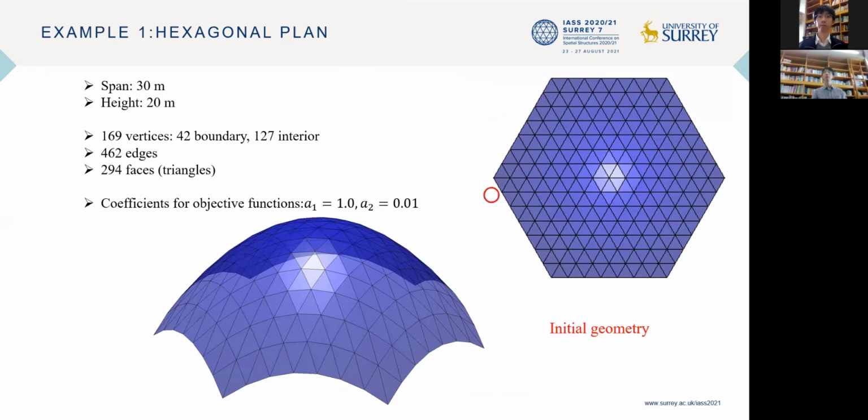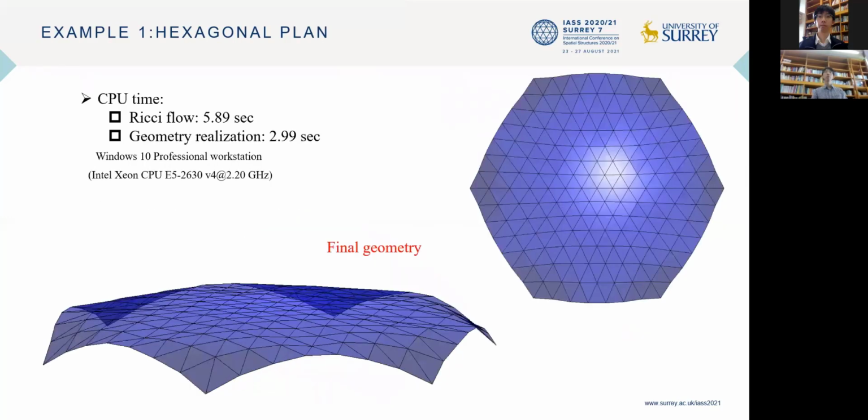For the first example, the span of the initial geometry is 30 meters and the height of it is 20 meters. By application of our method, we can then find the final geometry as shown here. And here is the computational time for the Ricci flow and for solving the optimization problem.